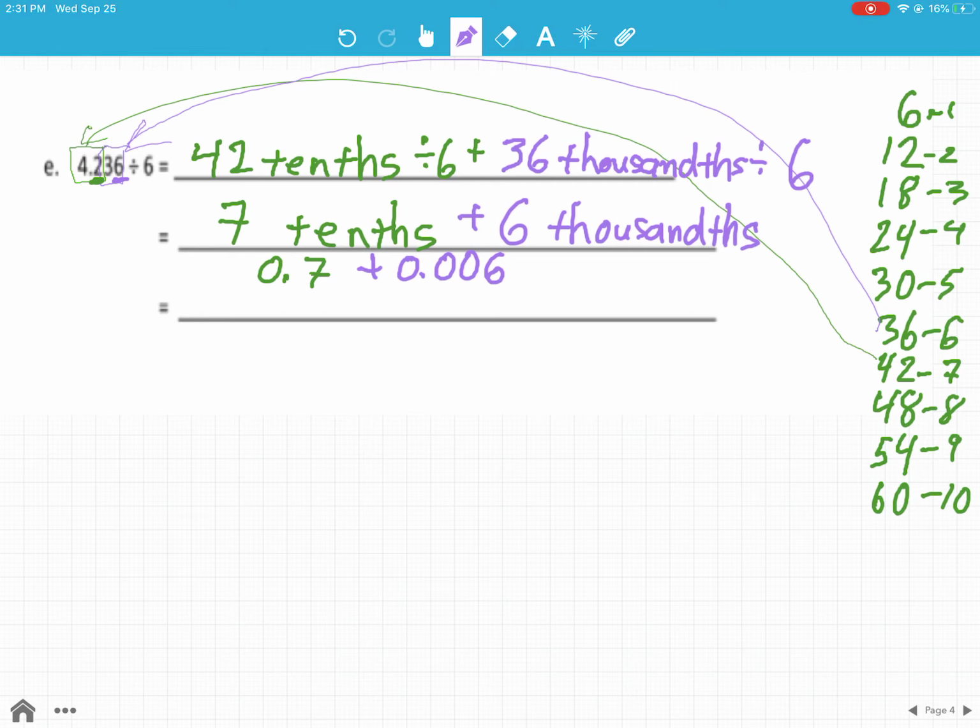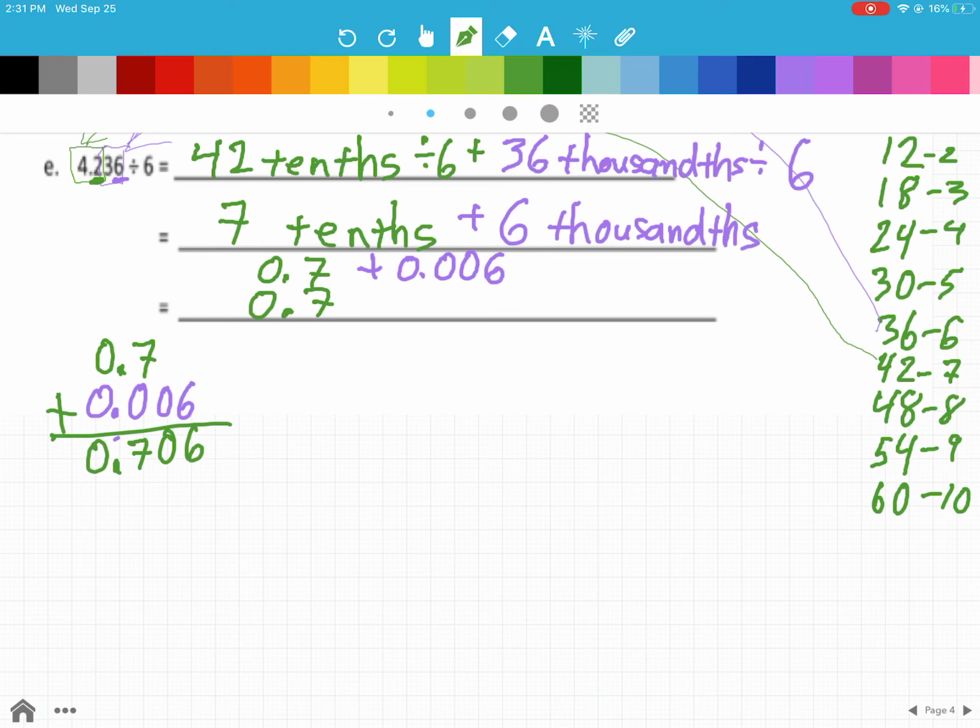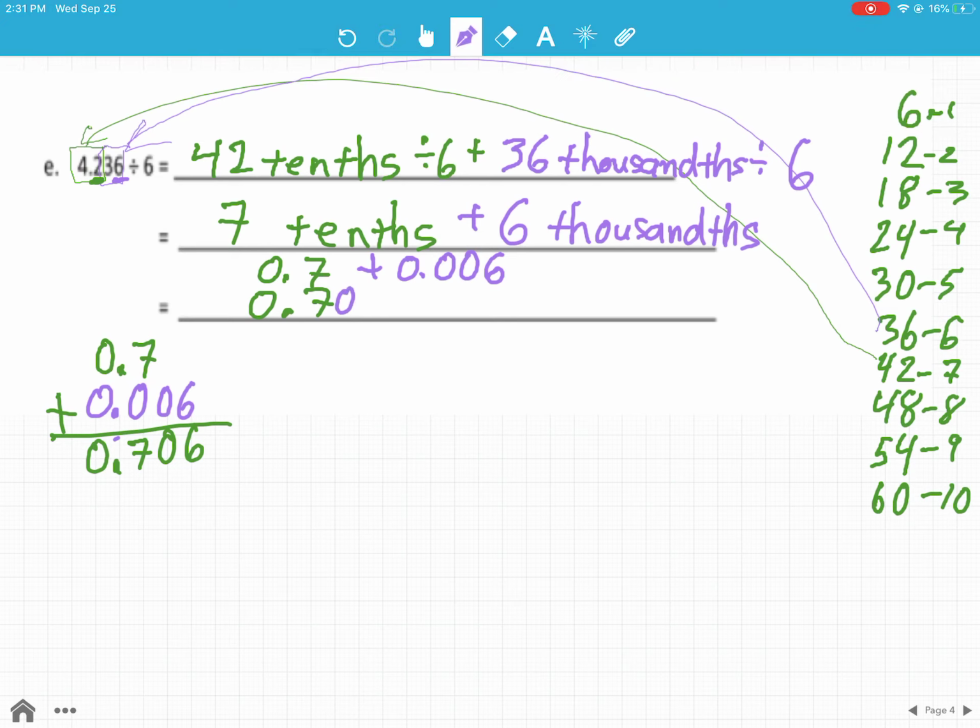If some of you can't see it there, what you can do is on the side, you can line them up. Line up that decimal, then add it together. Okay, so our answer is 706 thousandths.